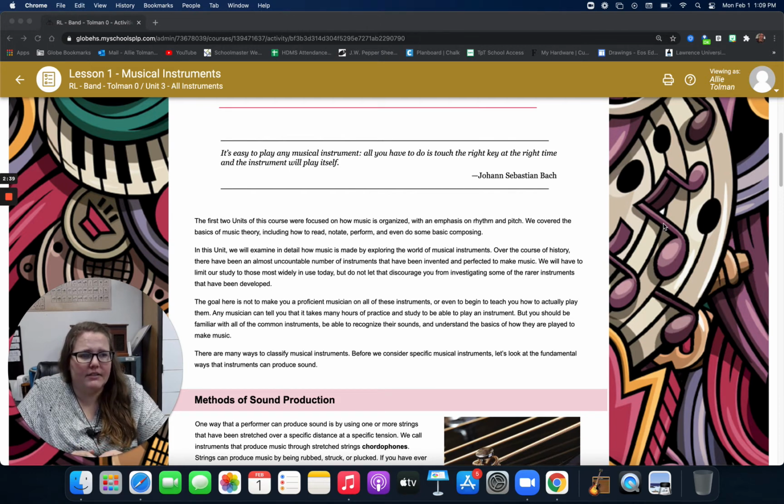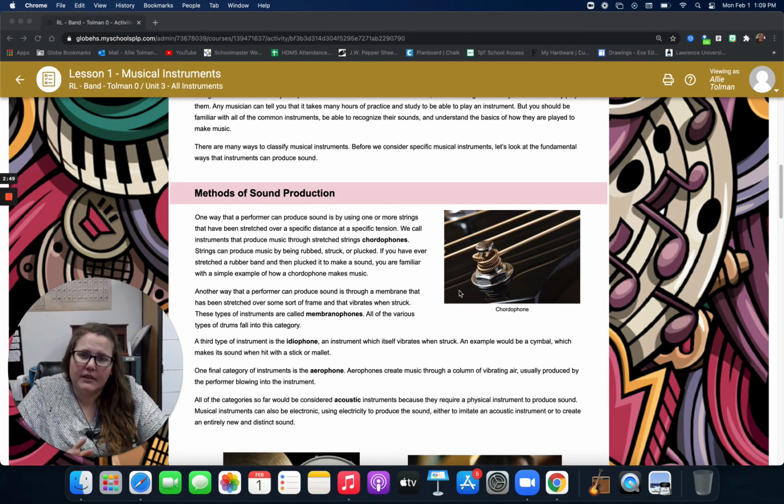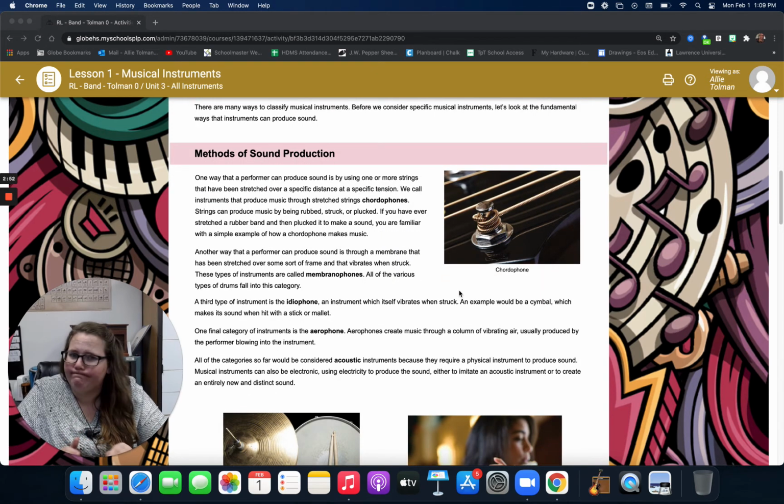These are the different ways to classify the musical instruments. Before we consider the specific instruments, let's look at the fundamental ways that instruments can produce sound. One way a performer can introduce sound is by using one or more strings that have been stretched over a specific distance at a specific tension. We call the instruments that produce music through stretched strings chordophones. Strings can produce music by being rubbed, struck, or plucked. If you ever stretched a rubber band and then plucked it to make a sound, that's how a chordophone does it.